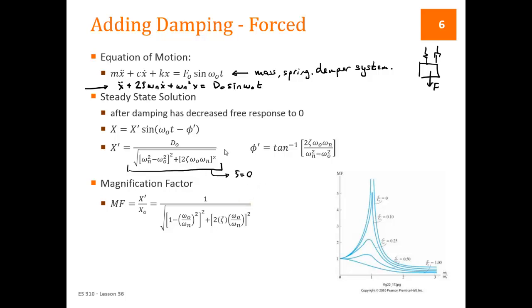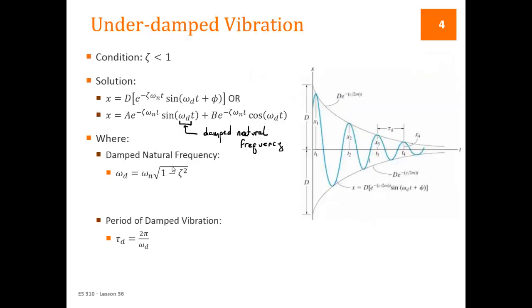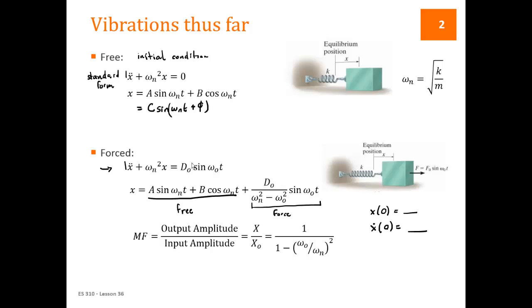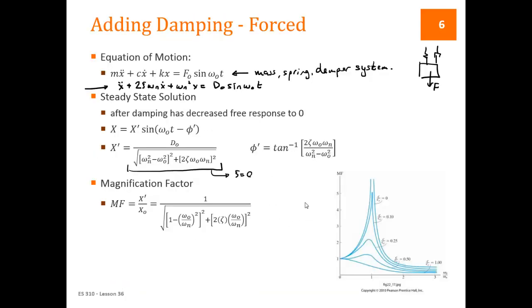That is, this term goes to 0. We've got the square root of a squared, so it's just omega n squared minus omega naught squared, which is exactly what, if we go back to this slide, we have here as our forced solution. So we're being consistent, but if there's zeta, we have an extra term. And same thing with the phi prime. You get the tangent of these two expressions, which reduces, if zeta is 0, to the inverse tangent of 0.